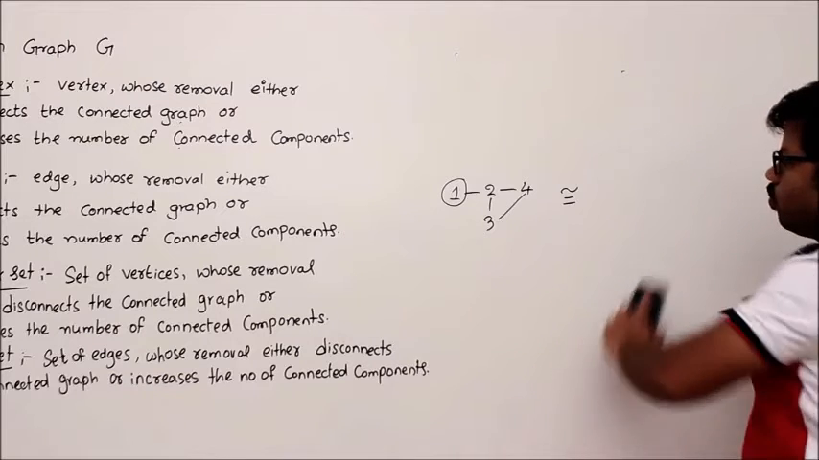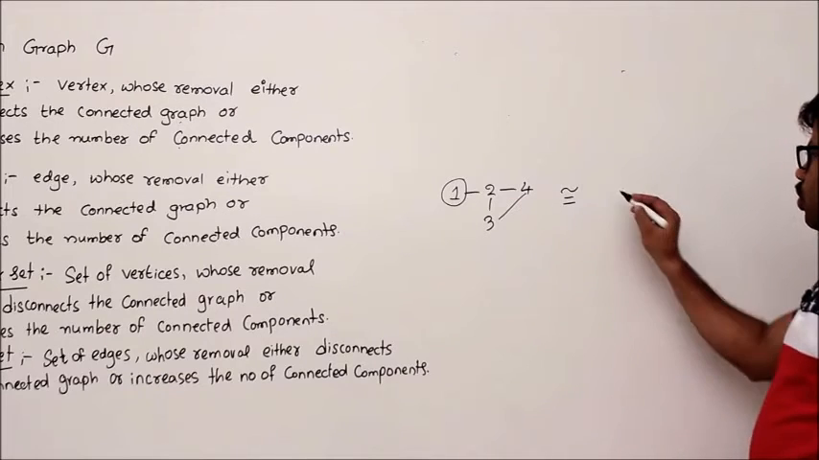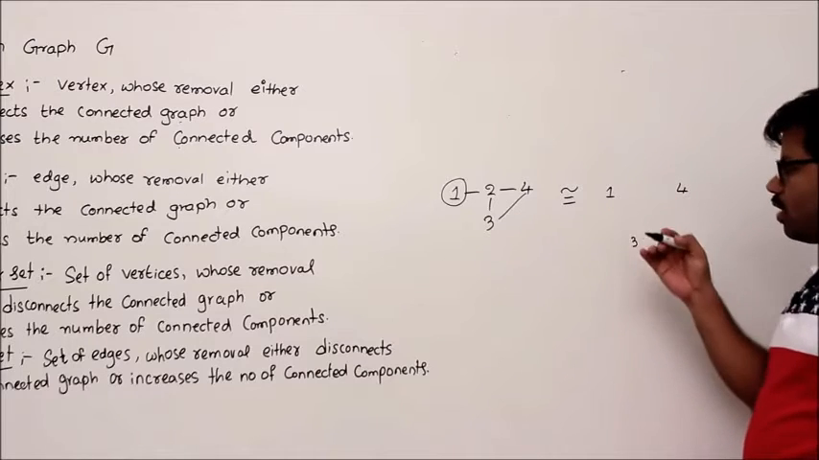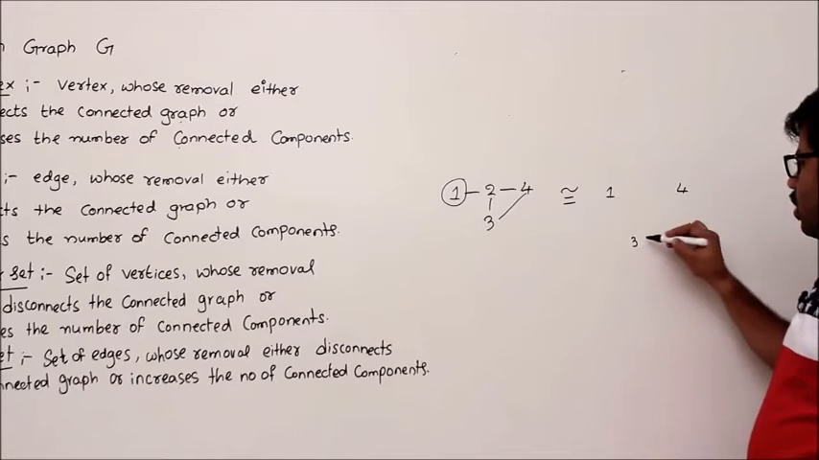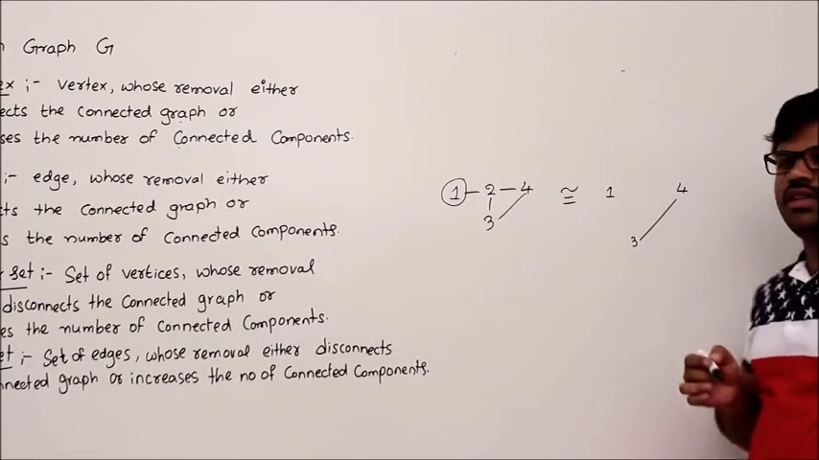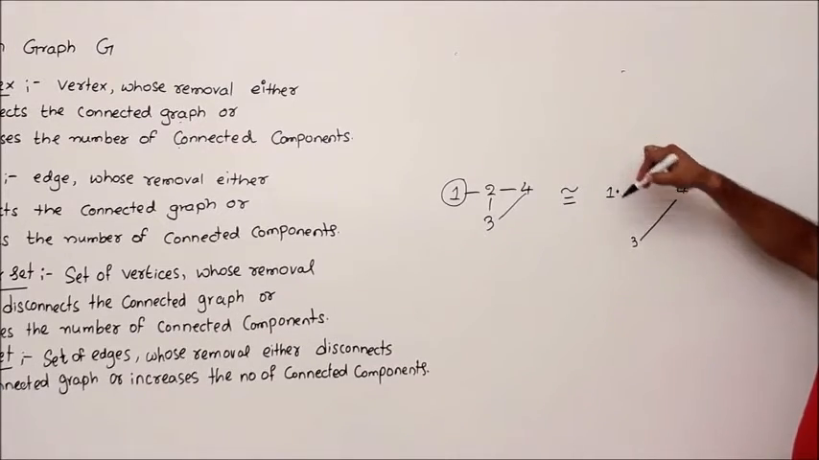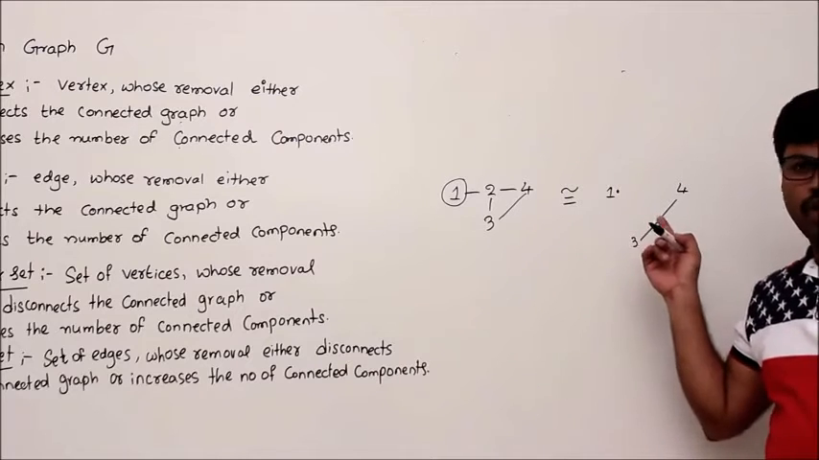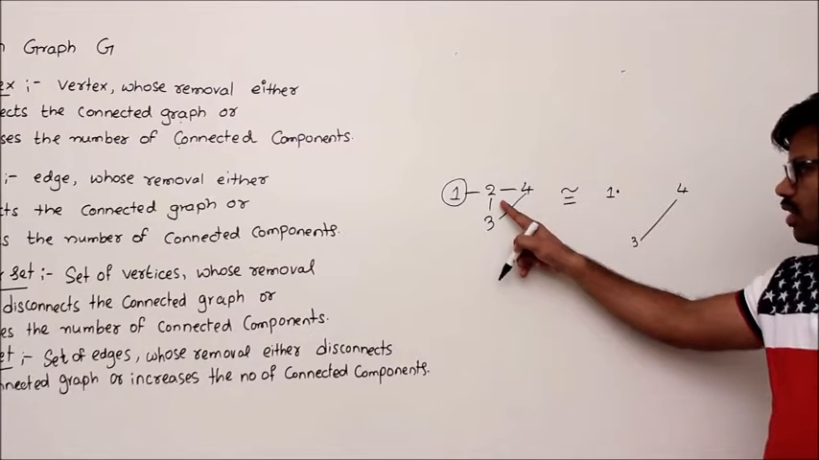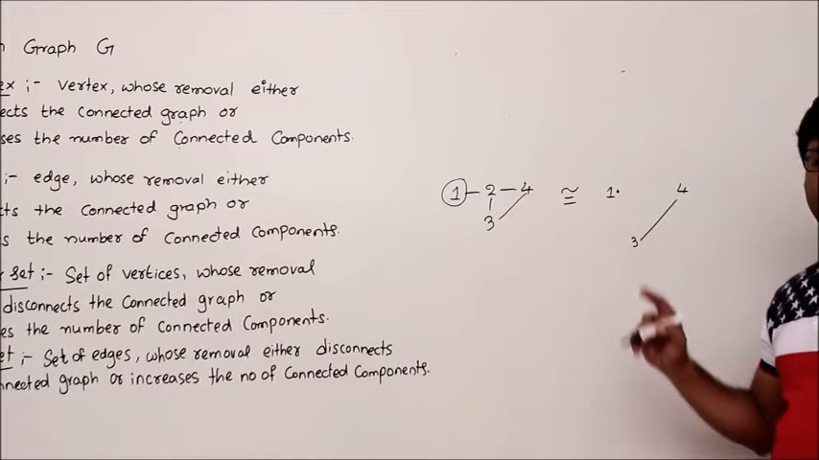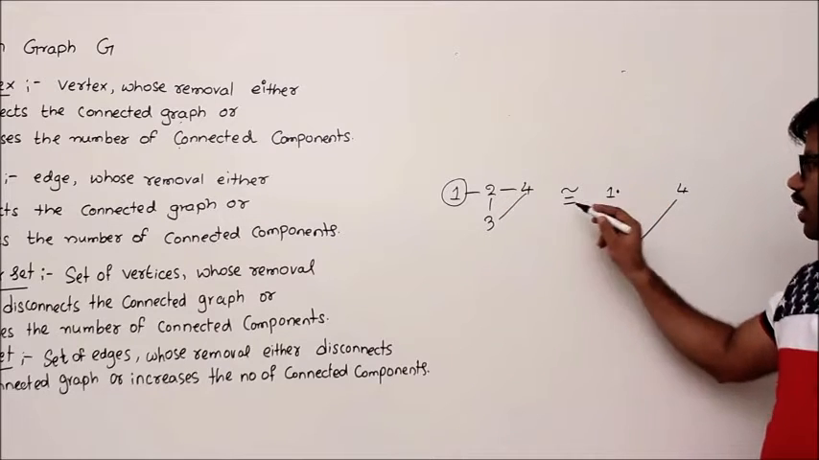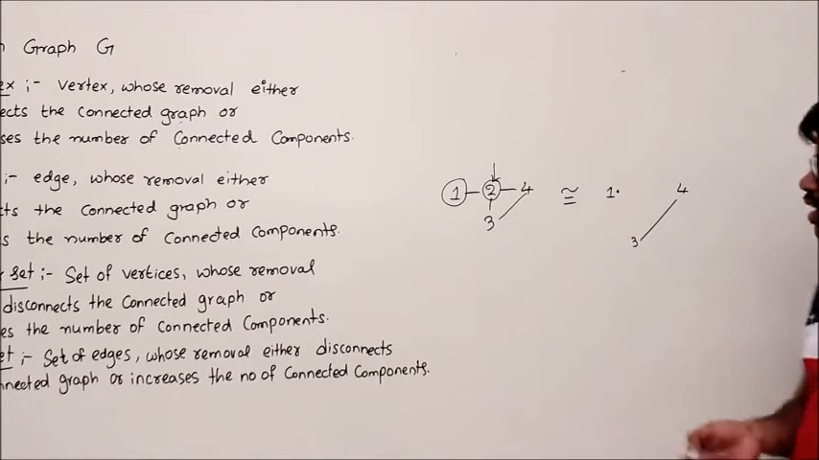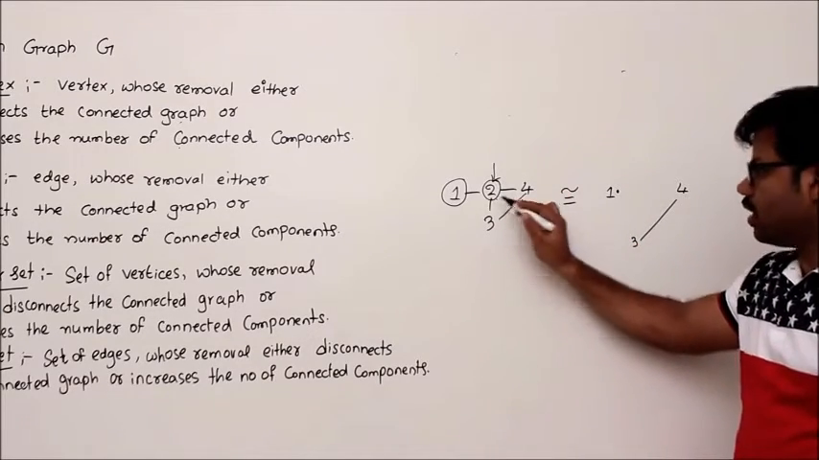Let's try 2. If I remove 2, then the remaining vertices are 1, 4, 3, and retain all the corresponding edges of 1, 4, 3, that is 4, 3, that's it. Now if you see, this is a disconnected graph, isn't it? Because there is no path from 1 to 3, and there is no path from 1 to 4. That's why this graph which was connected became disconnected. So definitely this vertex 2 is behaving like a cut vertex. In this problem, I can see only one cut vertex.